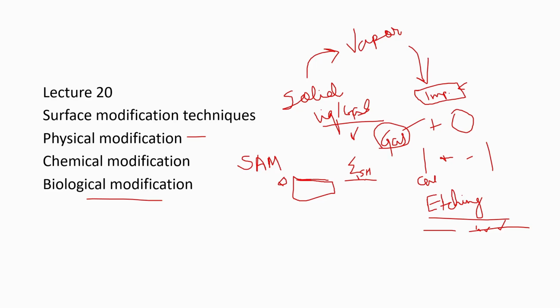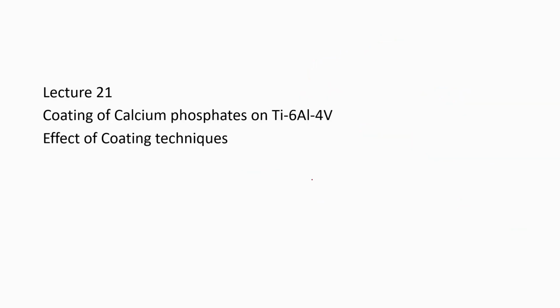And after discussing the objectives of surface modification and different techniques of surface modification, lecture 21 then discusses a specific case wherein a titanium implant was used. This titanium implant is basically used for bone tissue engineering, and it is an alloy that is biologically inert, mostly used for bone tissue engineering or bone implants. This implant was taken as a substrate and then it was coated with calcium phosphates, and the effect of these coating techniques was studied.